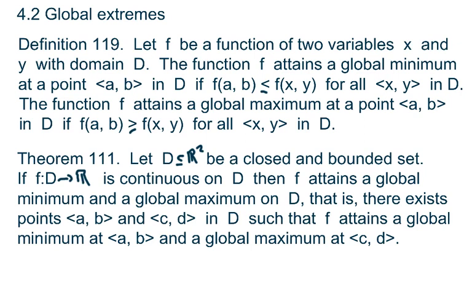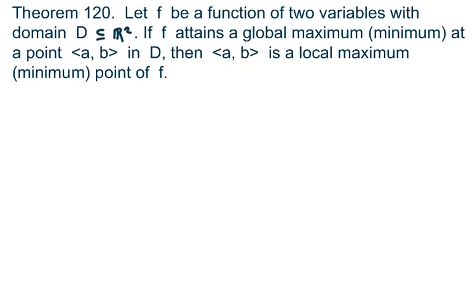Of course, it is very useful to know that a function attains a global maximum and a global minimum. But how do we find these points where the function attains its global extremes? Let's see what we can do. Theorem 120 will help us to find the global extremes of a function. This theorem tells us that if f attains a global maximum or minimum at a point (a,b) in its domain, then that point (a,b) is actually a local maximum or minimum point of the function.